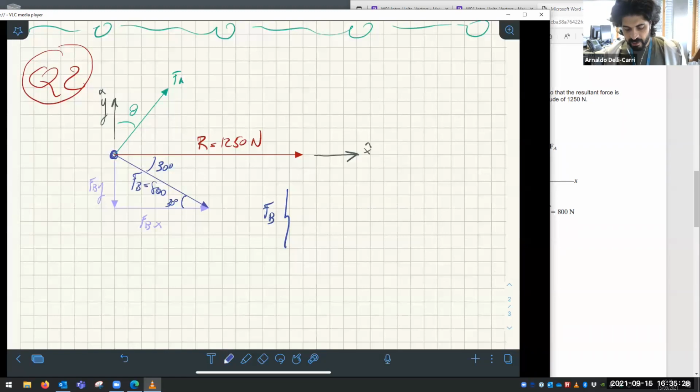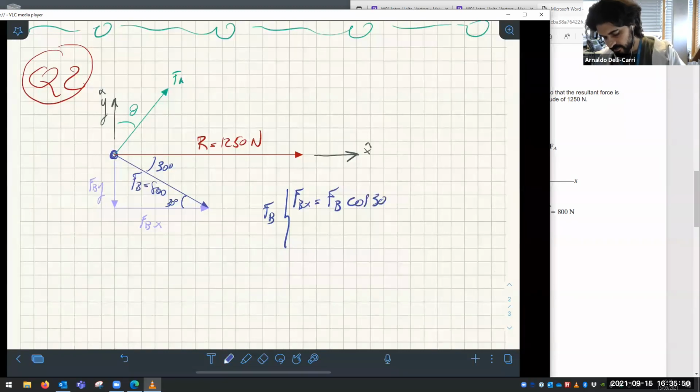So help me out. How do I find FBX? FBX is FB times sine or cosine? Opposite or adjacent? Sine or cosine? What do you think? Okay, you're all saying cosine. That's correct, because FBX is adjacent to the angle. So cosine of 30 degrees.